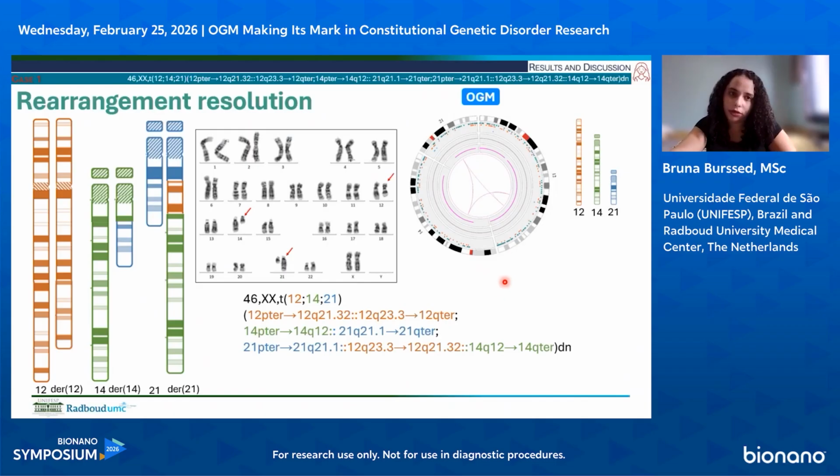After resolving the rearrangement with optical genome mapping, we had to go back to the karyotype and reposition the derivatives of chromosome 14 and 21 because they were missed in our initial analysis. But when we went back there after the OGM analysis, we were able to reposition and correct the karyotype.